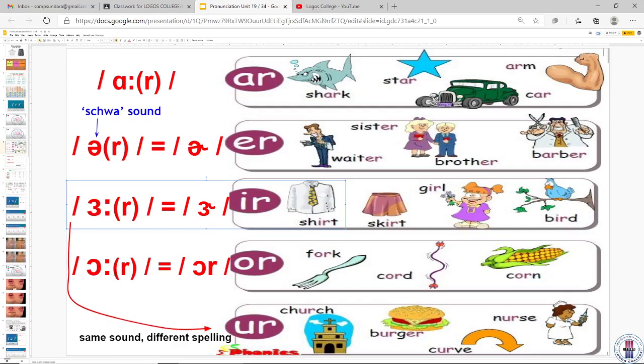Over here, this is the or sound. Sometimes you'll see it like this. So this word is fork, cord, corn. The British, they'll say it like this: fork, cod, corn.